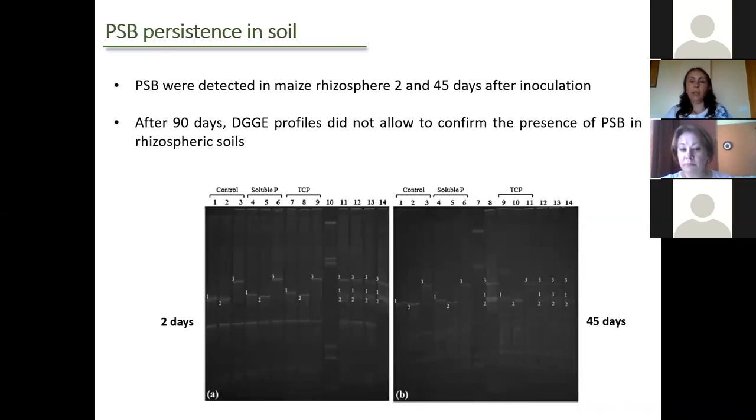And the last parameter that we tested was the persistence of these strains in the soil. So we were able to detect them in the rhizosphere of the maize 2 days and 45 days after inoculation. However, at the end of the experiment, it was not possible to confirm with DGGE that these strains were there, but probably they were, but we cannot confirm with the DGGE profiles.